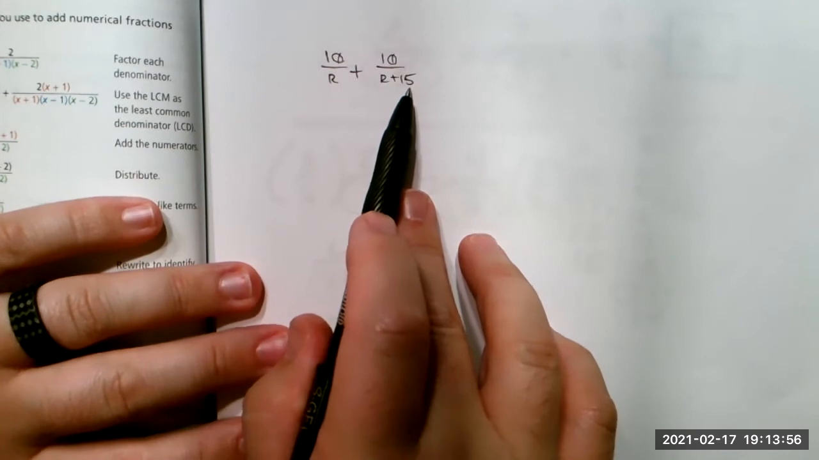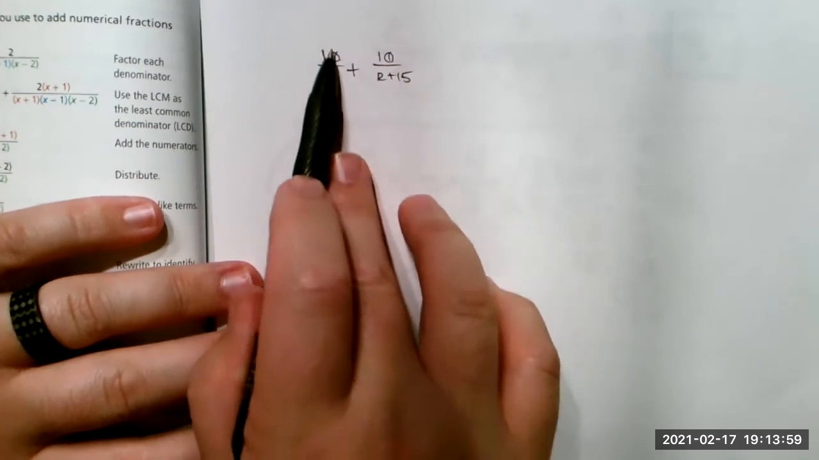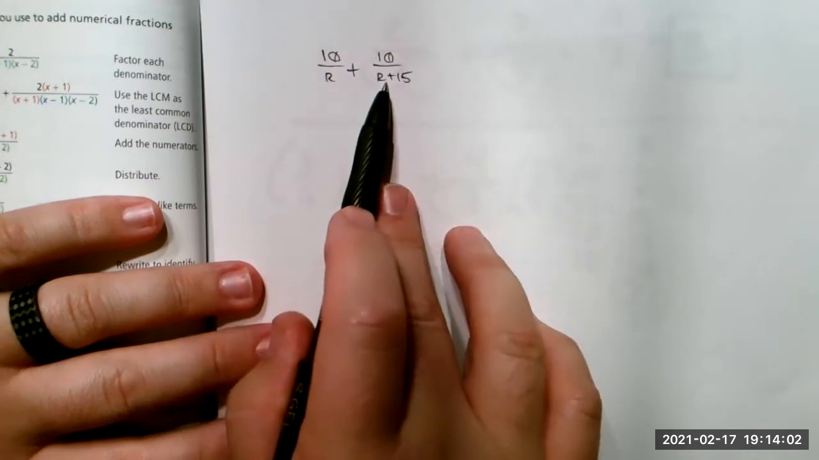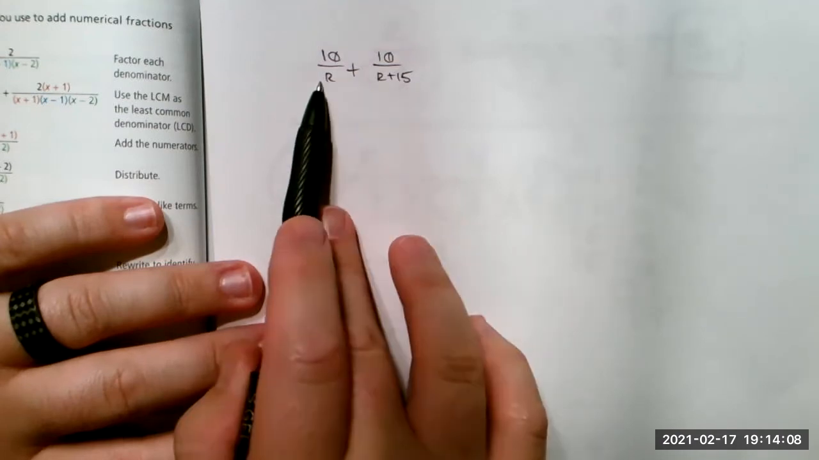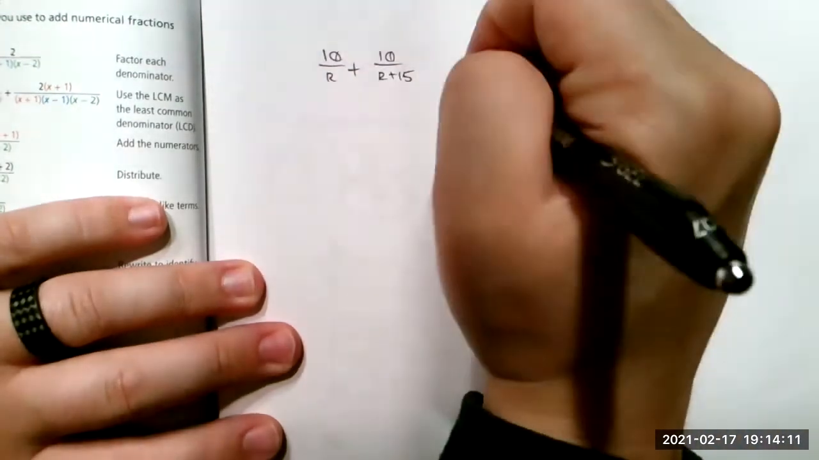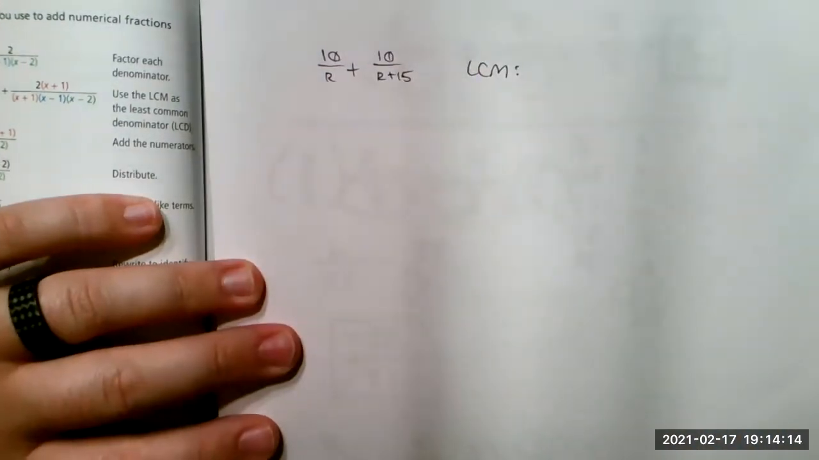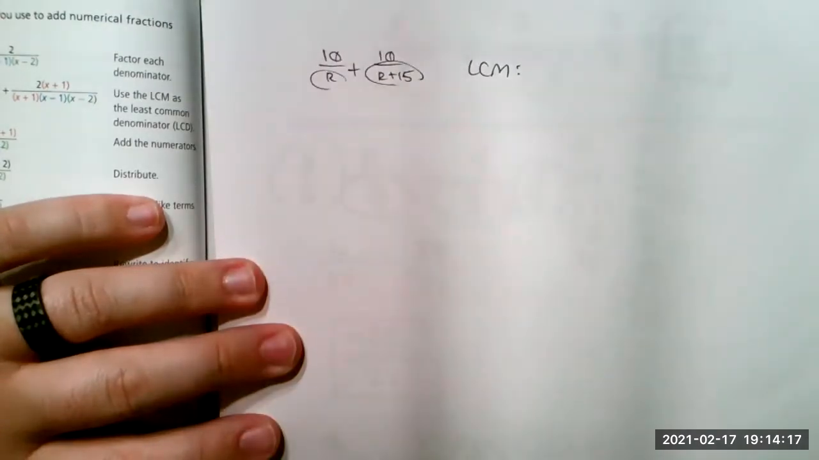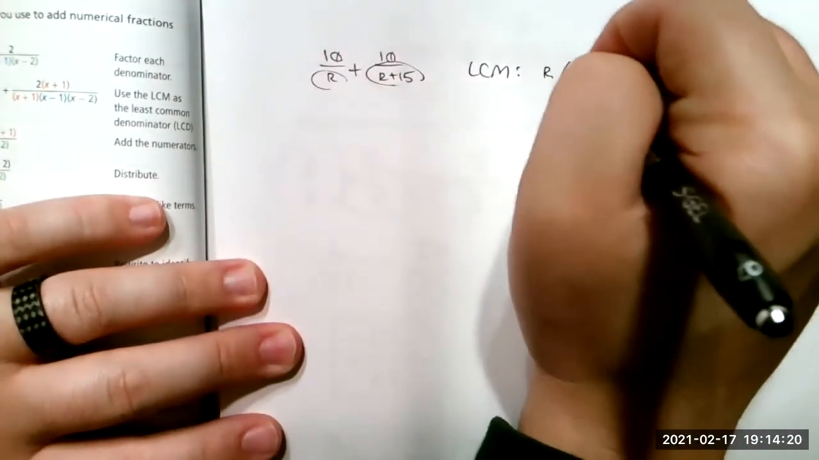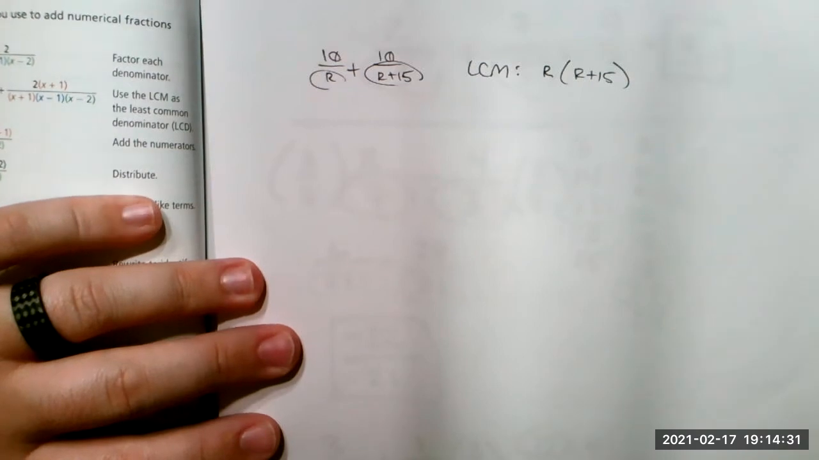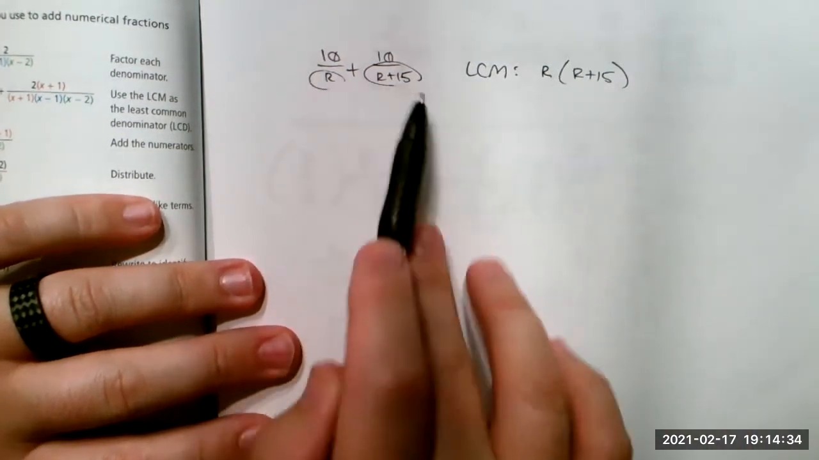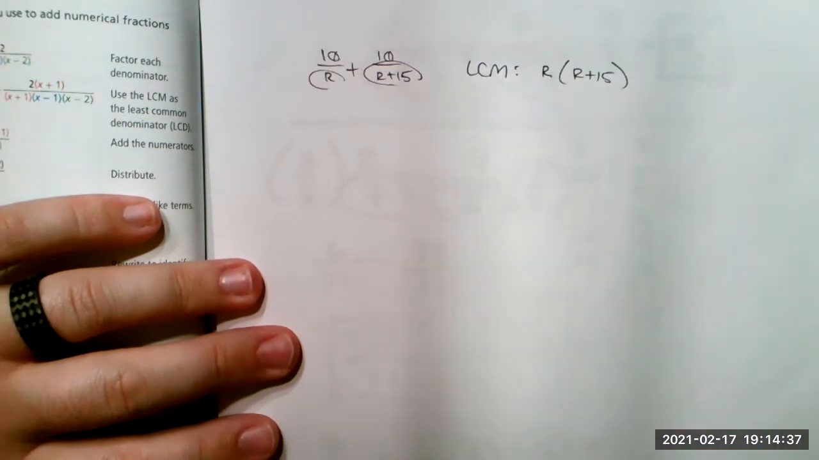So don't think that I can just add 15 to this side and then have r plus 15 and r plus 15. In a case like this, where you have a binomial down at the bottom and a monomial like this, the easiest way to set up your least common multiple is just to multiply the two denominators together. So the first denominator is an r, the second denominator is an r plus 15. Once you do that, you're guaranteed to have that least common multiple. I always say least common denominator. Same thing though. So once I multiply those together, that would be my least common multiple.